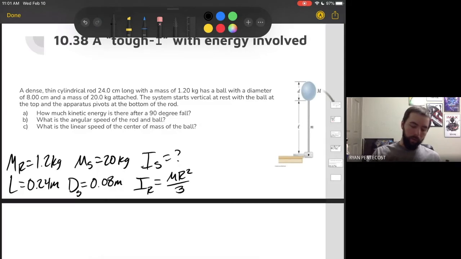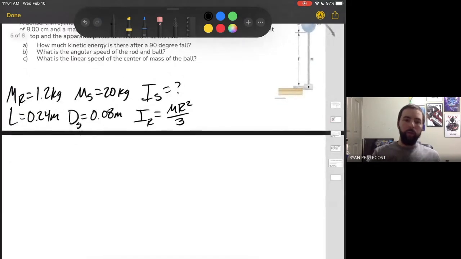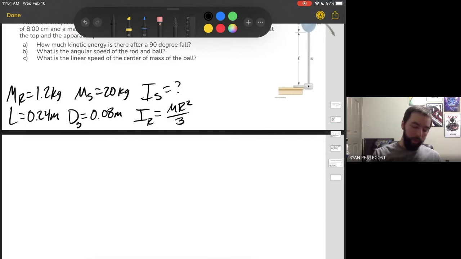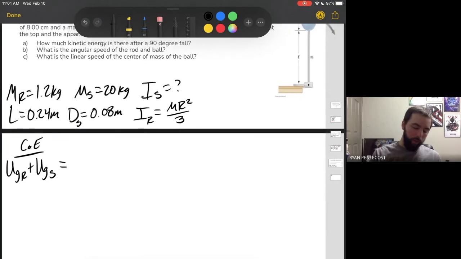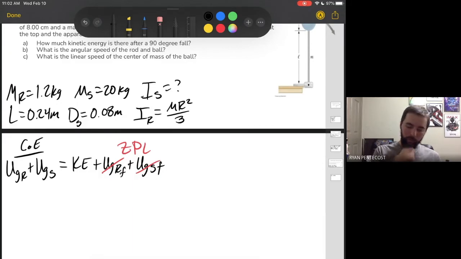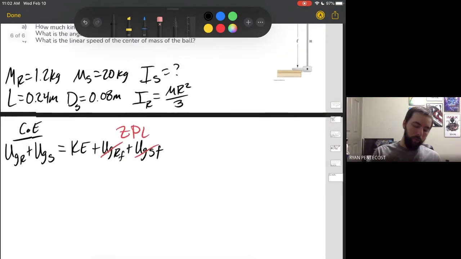So let's start with kinetic energy after a 90-degree fall. We want just plain kinetic energy, so we'll use conservation of energy. We have the potential energy of the rod plus the potential energy of the sphere, and that will equal pure kinetic energy, because we'll say that the final potential energies of the rod and sphere are at the zero point, at height 0. Now, for the rest of this, it's going to get a little complicated, something that we haven't done before.